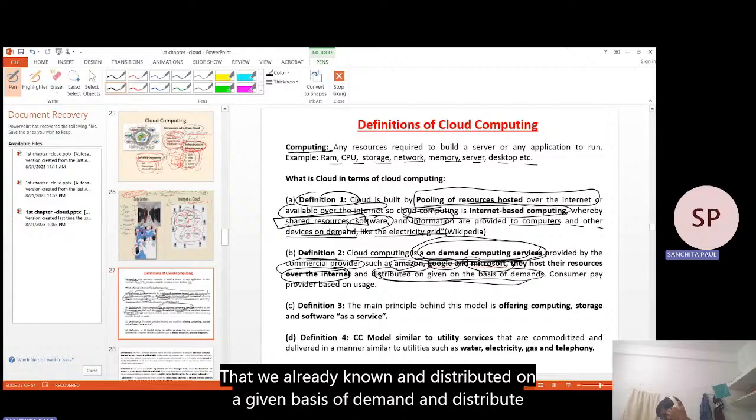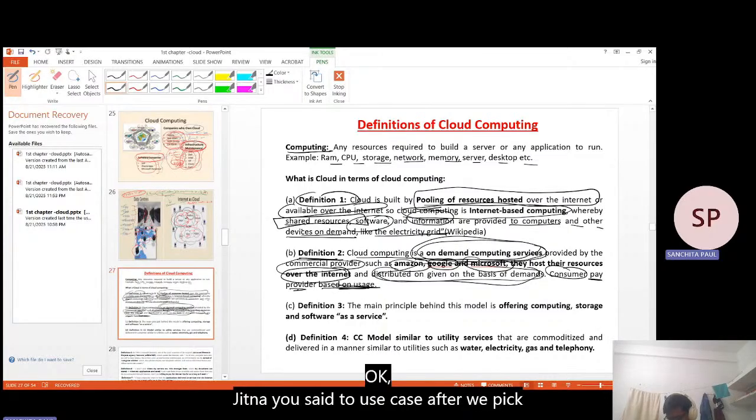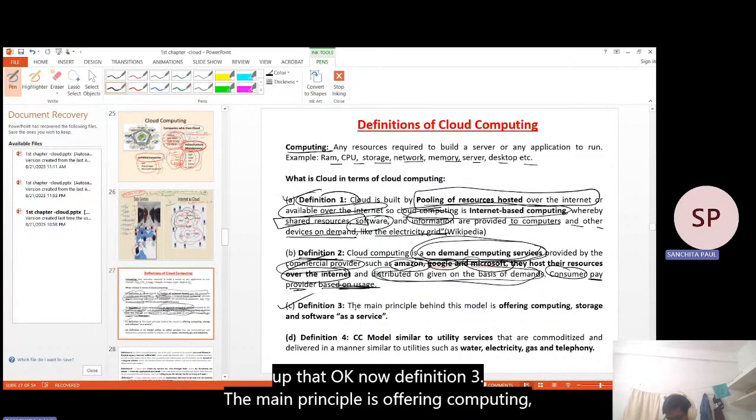And distribute करते हैं जैसे डिमांड है उसके हिसाब से. जो क्लाउड कंज्यूमर होता है वो पे करता है प्रोवाइडर को based on their usage. Okay, जितना यूसेज चाहिए उसके हिसाब से वो पे करता है. ठीक है. Now definition 3, the main principle is offering computing, storage and software as a service.